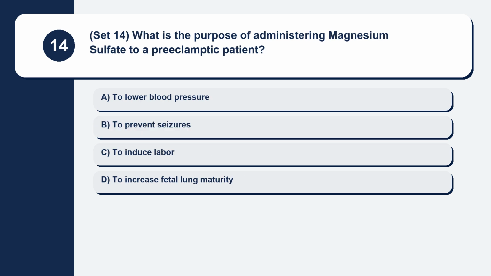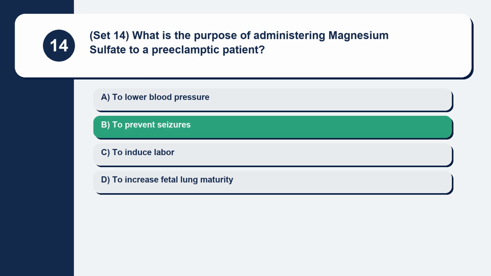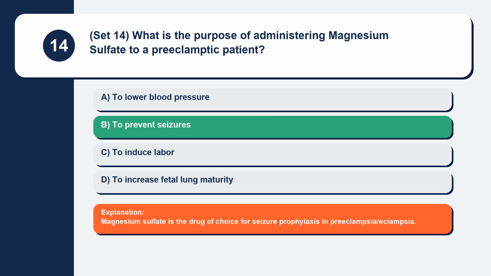Question 14. Set 14. What is the purpose of administering magnesium sulfate to a preeclamptic patient? To lower blood pressure, to prevent seizures, to induce labor, to increase fetal lung maturity. Magnesium sulfate is the drug of choice for seizure prophylaxis in preeclampsia/eclampsia.